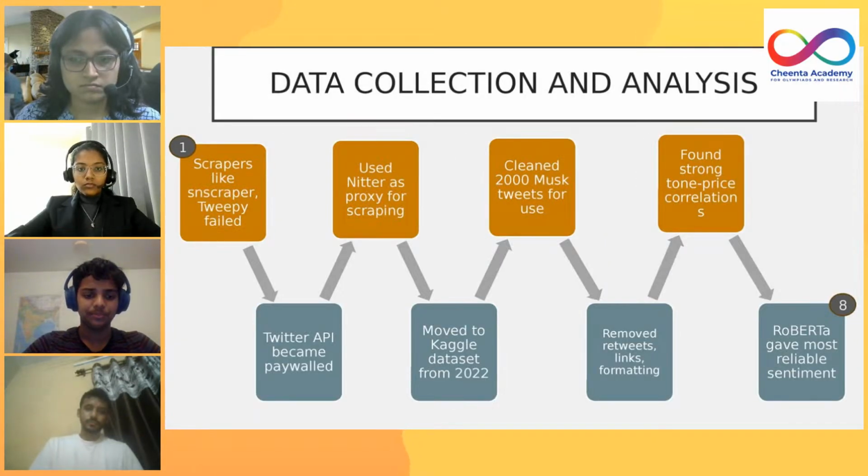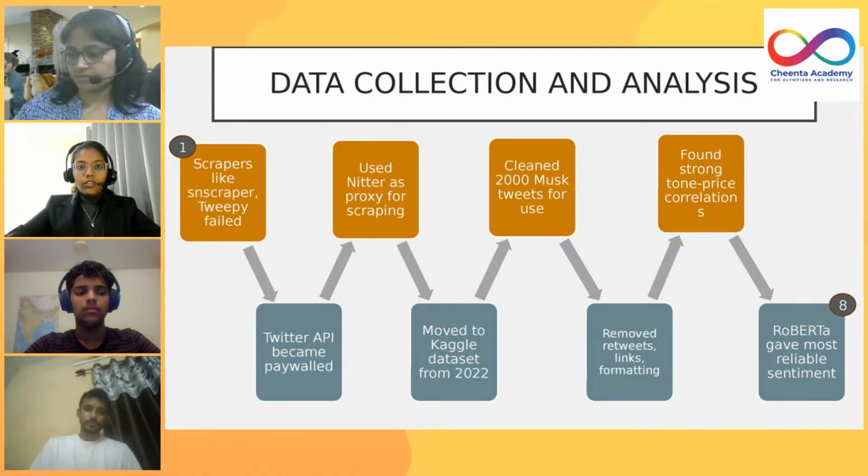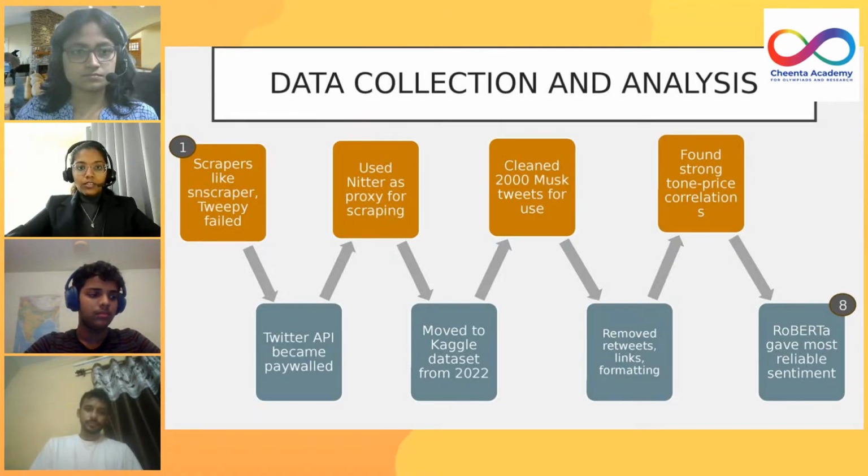So, data collection and sentiment analysis. We first tried scrapers like Twint Scraper and TweetPy to get the required data, but this eventually failed. And the Twitter API, which we originally wanted to use, became paywalled. So we started using Nitter as a proxy for scraping. We used multiple URLs, but originally came back to nitter.privacydev.net.